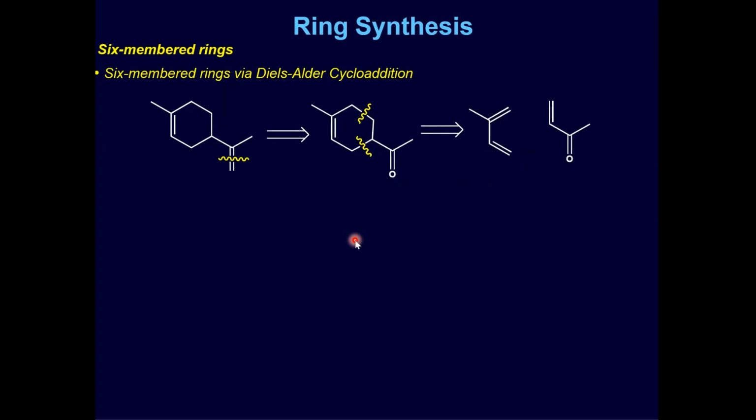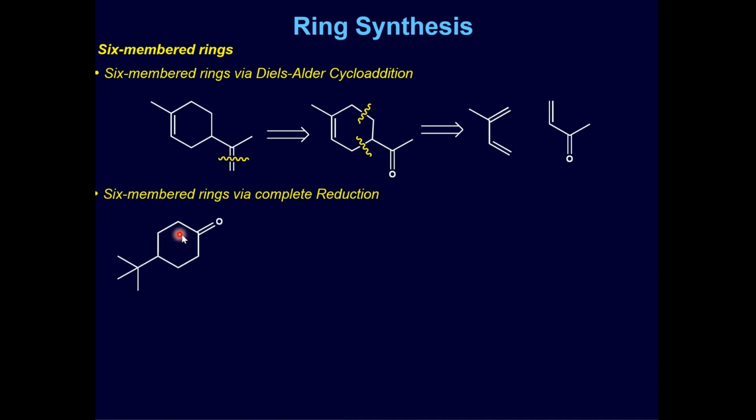Another approach which we can follow is a complete reduction process. I have the para-tertiary butyl cyclohexanone ring system. If I completely reduce this, the ketonic group gets reduced to alcohol, the cyclohexane ring reduced to phenyl. Para-tertiary butyl phenyl, I can break up over here. I'll get phenol as one of the starting materials.